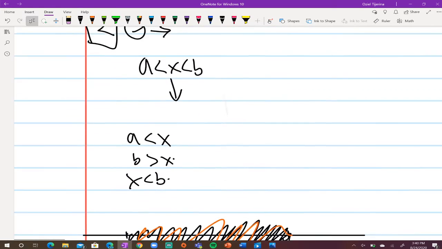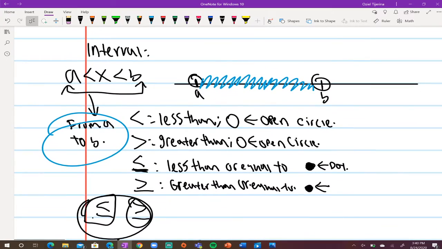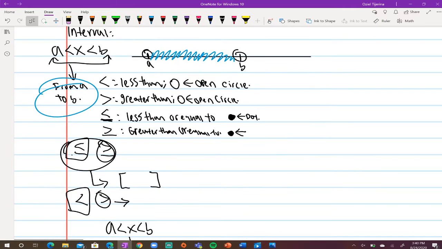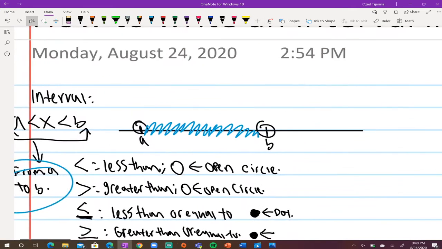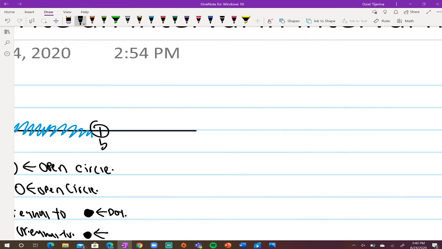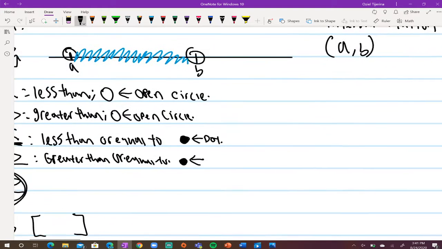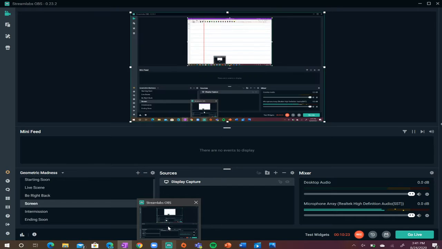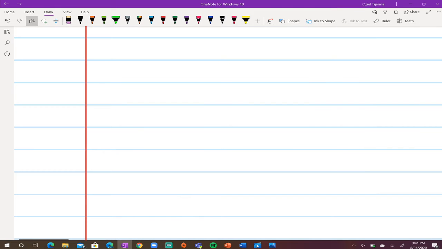We're going to do some examples, and also some of the things that you have to remember. So this one, for example, in interval notation, is going to be A to B. Okay.